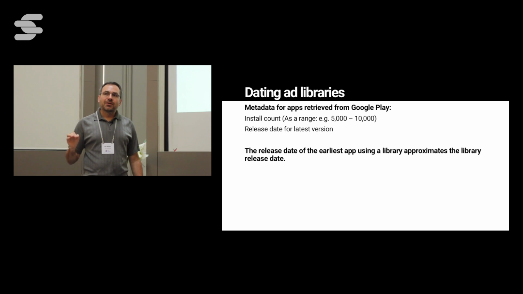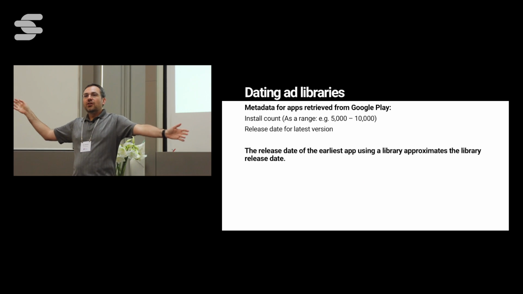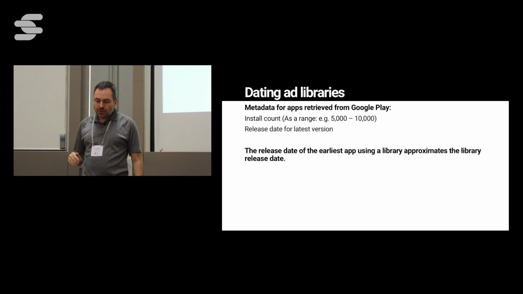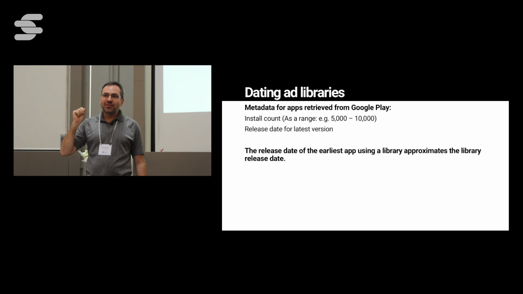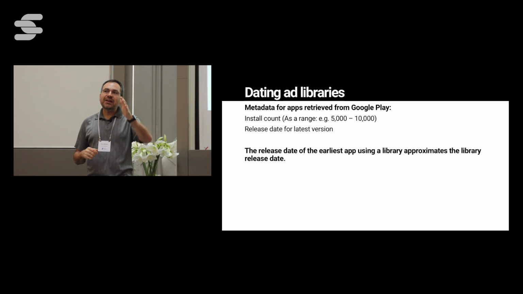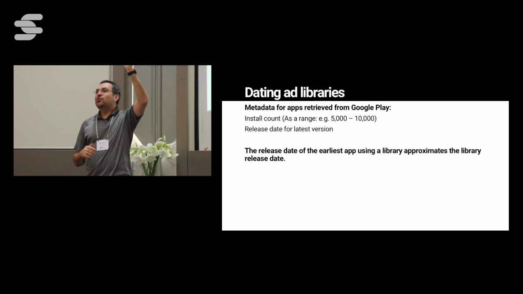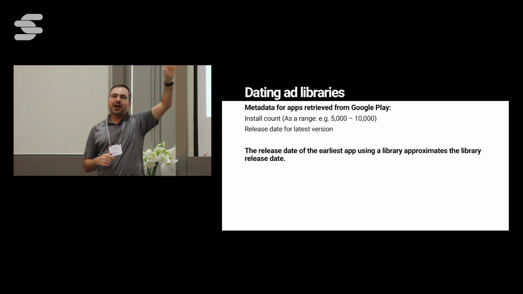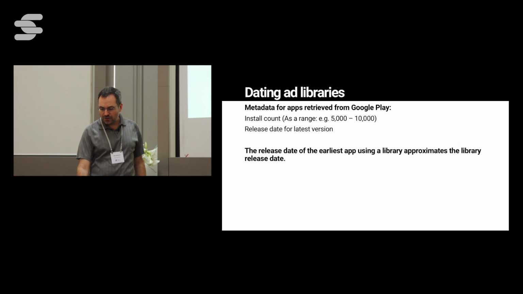So how do you date them? We grab the sample all at once, but we want to be able to see old versus new ad libraries. When you download an app, it has the date at which it was uploaded. That's just part of the metadata. You know when that app was uploaded to the store. So the ad library version in that app can't be any newer than the date on the app. Older apps give us older samples of libraries. The older apps have older versions, the newer apps have newer versions. It's not perfect, but we can work with it.